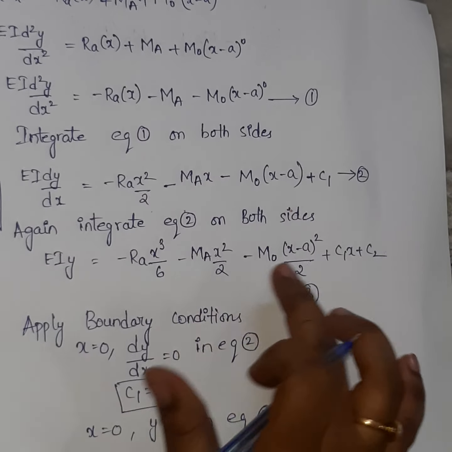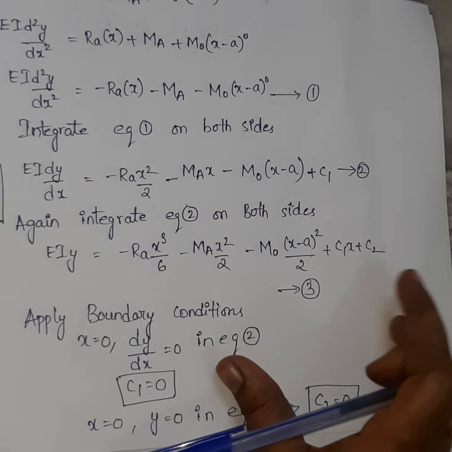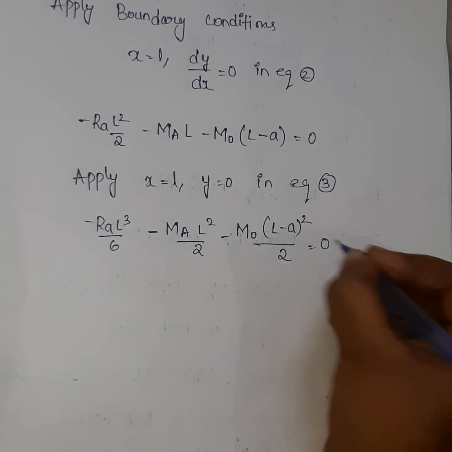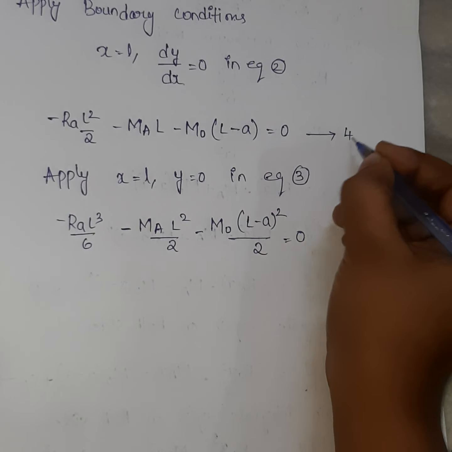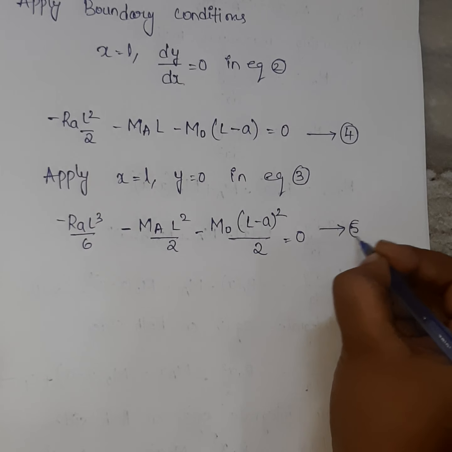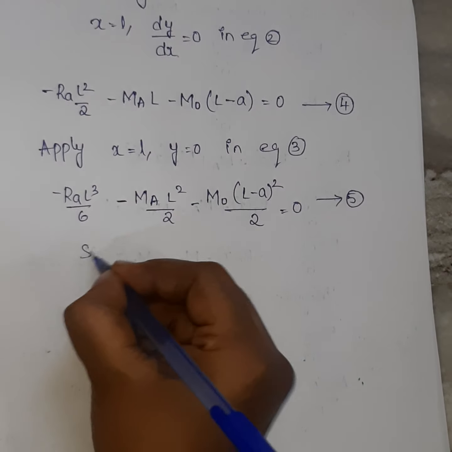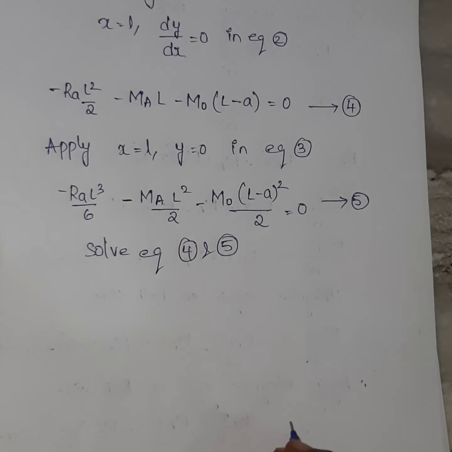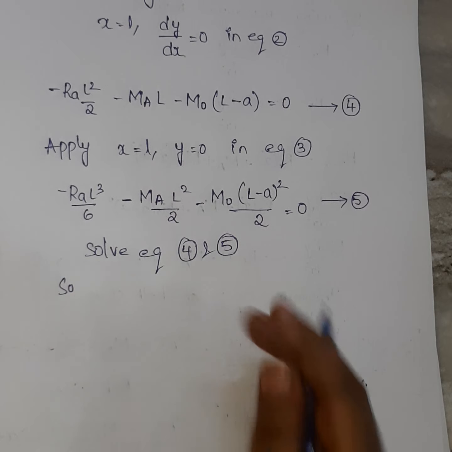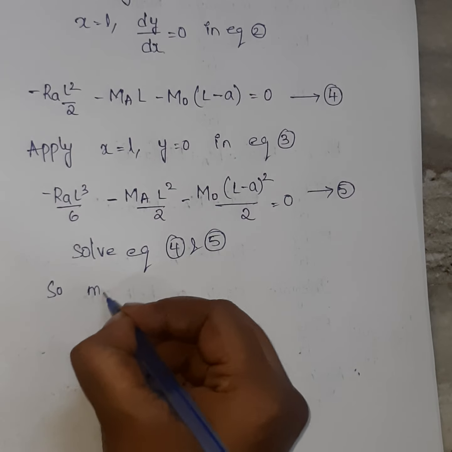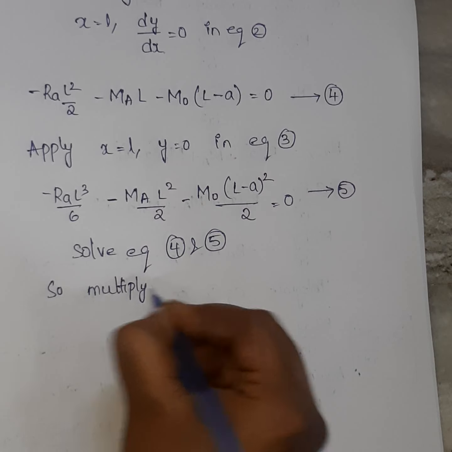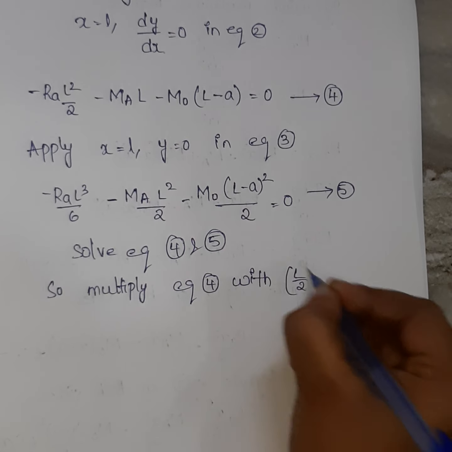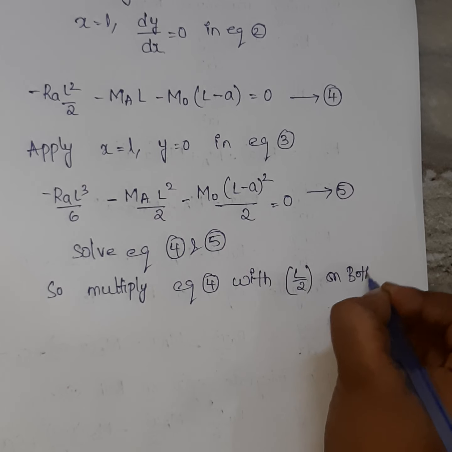I have just substituted in x plus L. So this one is 0, c1 is 0, so c2 is 0. I have neglected that term, it is equal to 0. Here I am keeping it as equation number 4 and this as equation number 5. Solve equation number 4 and 5. Multiply equation 4 with L by 2 on both sides.